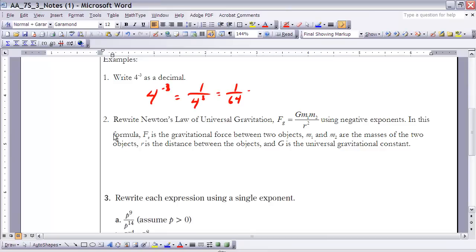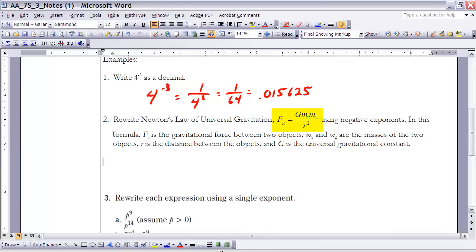Okay, so let's look at number 2 here. It says rewrite Newton's law of universal gravitation, F sub g is equal to G times m sub 1 m sub 2 over r squared, using negative exponents. In this formula, F sub g is the gravitational force between two objects, m sub 1 and m sub 2 are the masses of the two objects, and r is the distance between the objects. G is the universal gravitational constant.